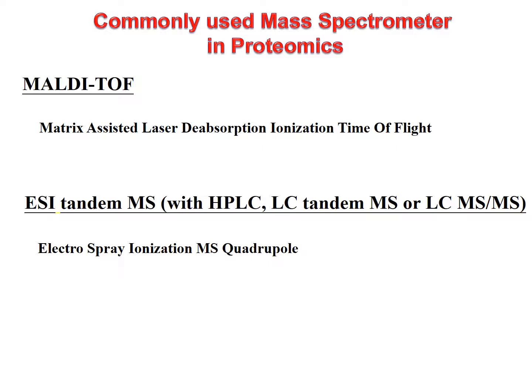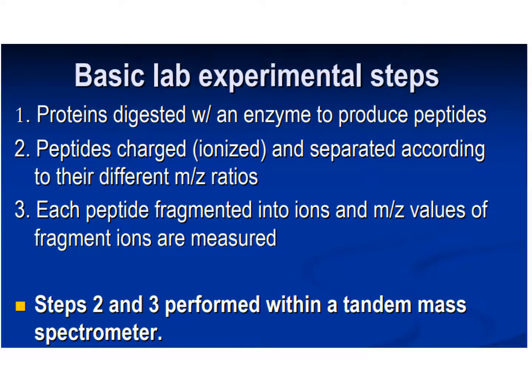So we have the MALDI-TOF, which is matrix-assisted laser desorption ionization time of flight. Wow. And then here's electrospray mass spec, quadrupole type. So 2 flavors. Proteins are digested with an enzyme to produce peptides. Peptides are charged. That means they take on an ionized charge, separated according to their different ratios, and each peptide fragment is then further fragmented into ions, and you get a charge mass ratio.